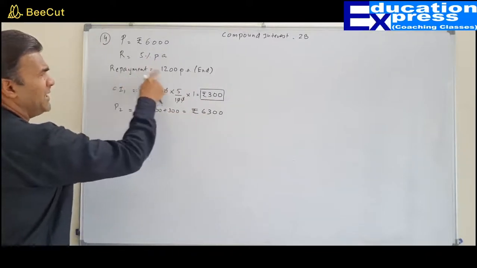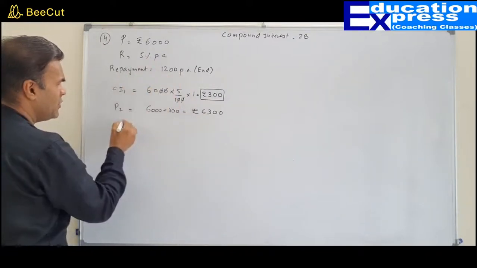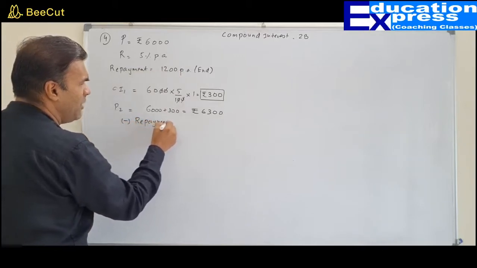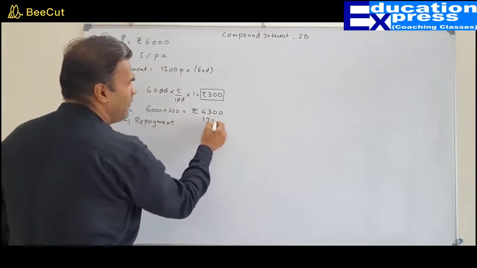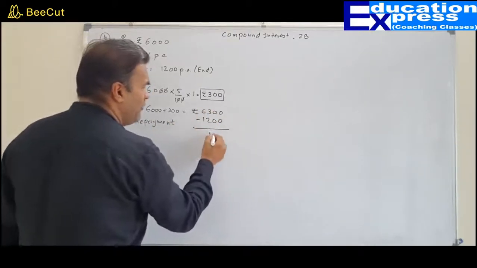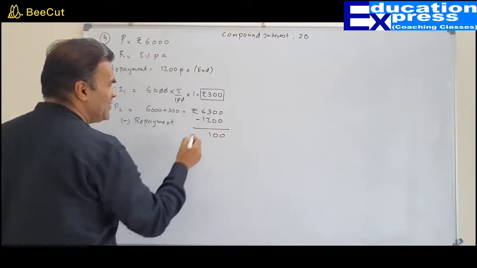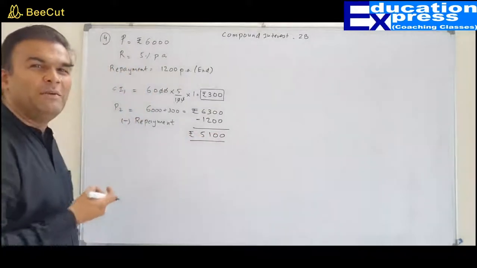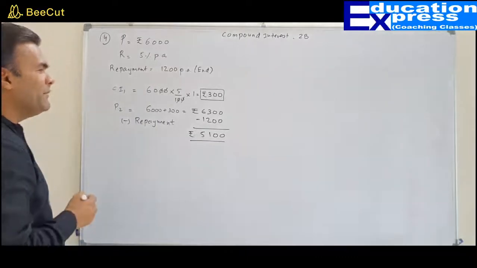But he promised that I will repay 1,200 per annum. So there is a repayment. How much is the amount of repayment? 1,200. I paid 1,200. Now how much is the balance due? Balance due is rupees 5,100. Very simple step. Step of repayment.